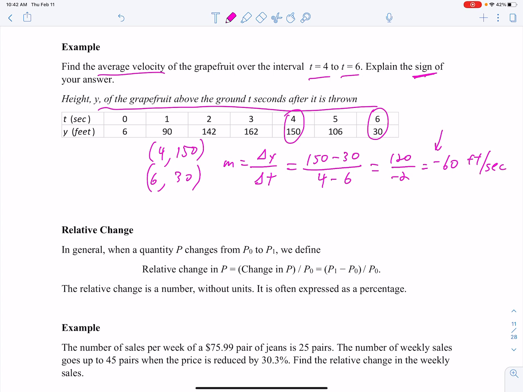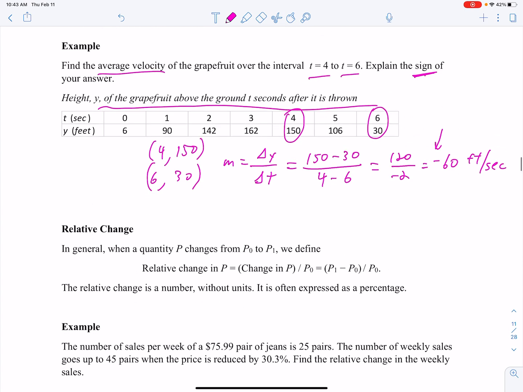So the grapefruit is falling between 4 and 6 seconds now. It is falling at an average rate of negative 60 feet per second. All right? So falling is the negative part, right? I mean, because when you throw something up in the air, it has to come down. All right? So they threw it pretty hard to keep it up in the air for more than 6 seconds, huh? All right, so again, that negative 60 just represents that the grapefruit is falling, is losing altitude between 4 and 6 seconds. Okay? All right.